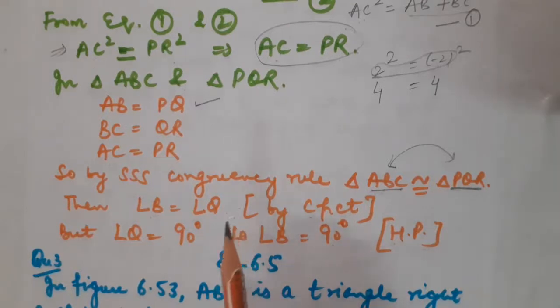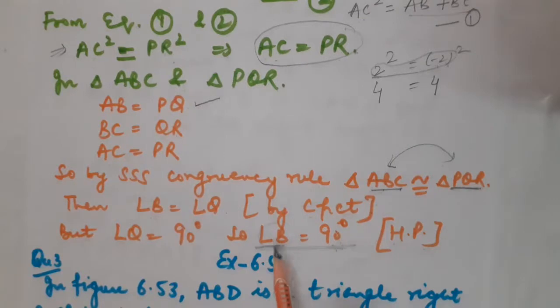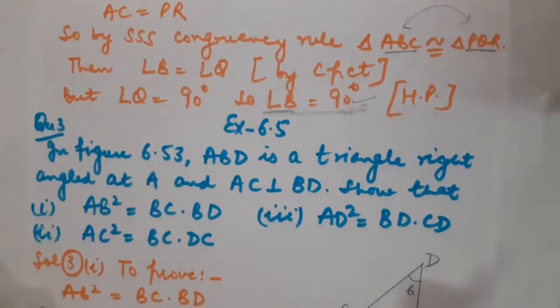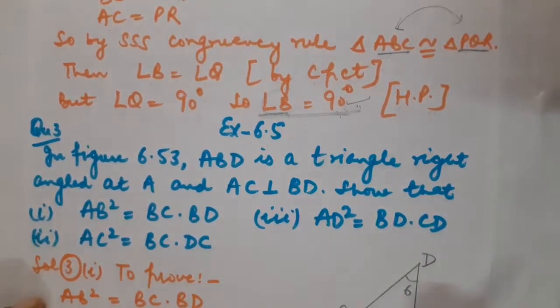We have proved that in a triangle, if the square of one side is equal to the sum of the squares of the other two sides, then the angle which is opposite of the first side, angle B, opposite to AC square, must be equal to 90 degrees. Correct? It must be a right angle. Got it? Okay. Now children, I have finished with this theorem, that is 6.9, which is the converse of Pythagoras theorem.